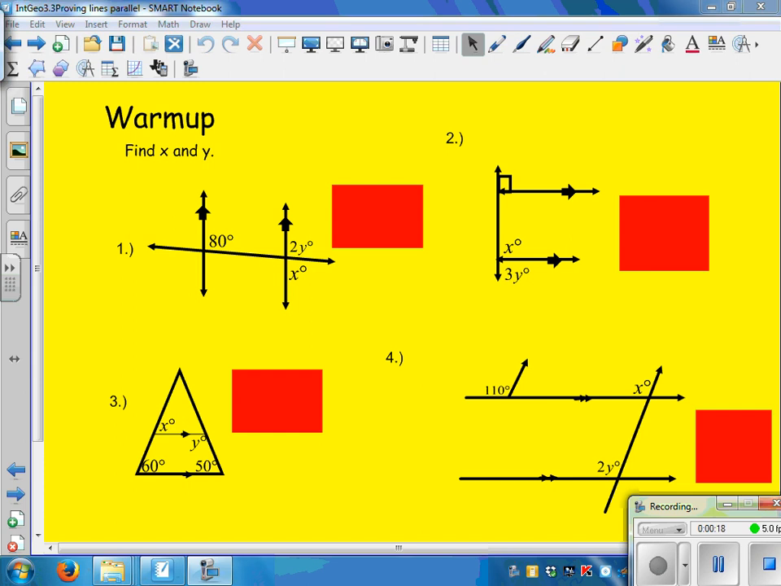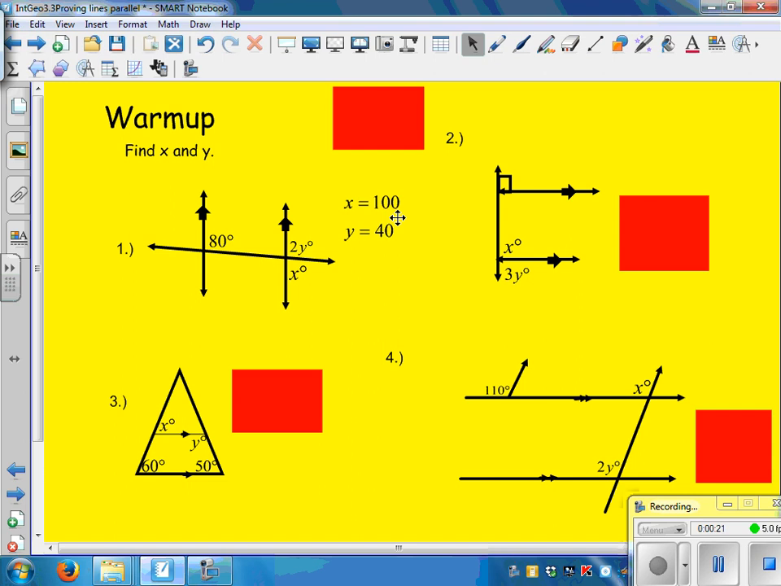So the answers to these, number 1, x is 100 and y is 40. Number 2, x is 90 and y is 30. Let's start with those. Does anybody have questions on 1 or 2? Brenna. How did you get x is 100 and y is 40?